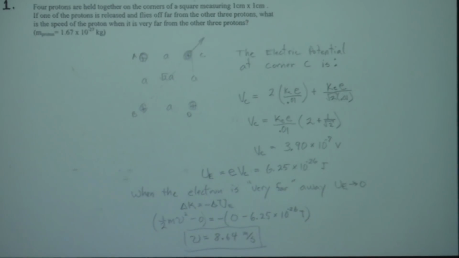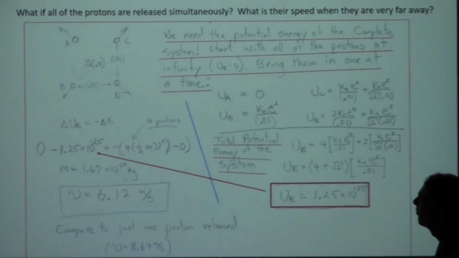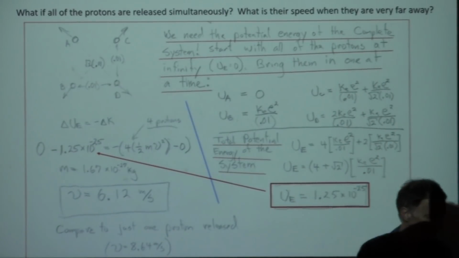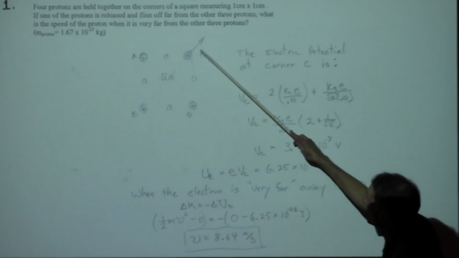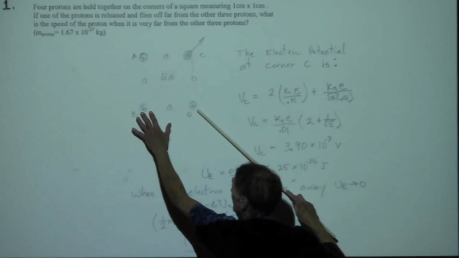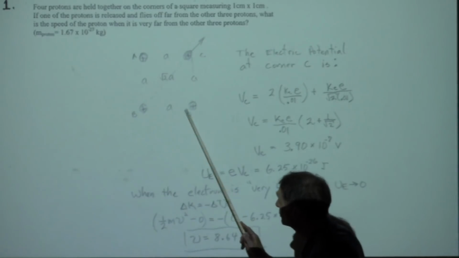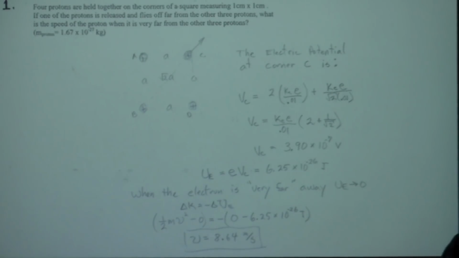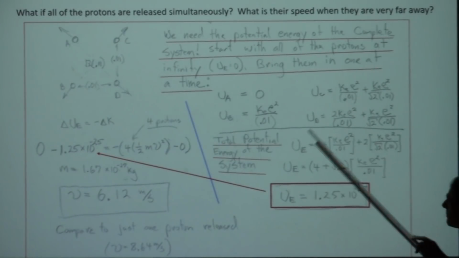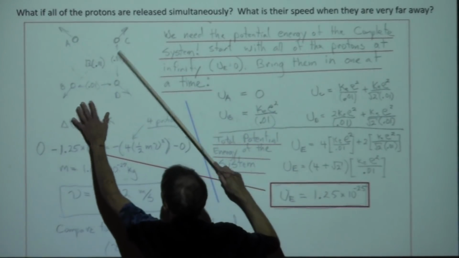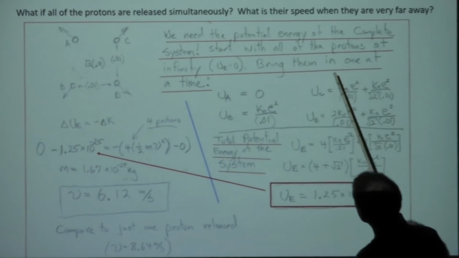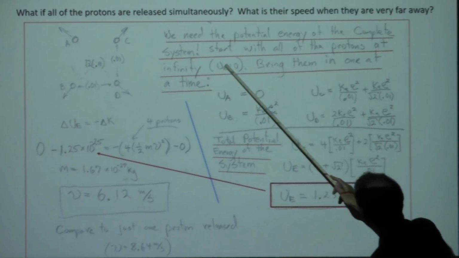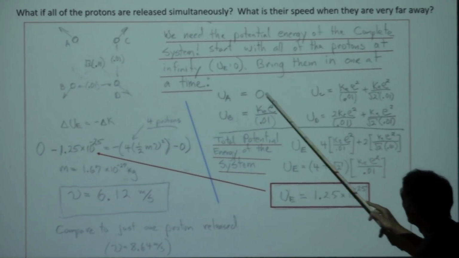A little added twist on that. Say, well, whoa, what if all the protons are released simultaneously? In the previous problem, we just let one fly away. These other ones were kind of like they're glued in place. But they also have some potential energy with them. And so if we say, well, let's say we're going to release all the protons, they're all going to go flying off. It sort of makes sense to all contribute with the sharing of the energy. But what we need is the potential energy of the complete system. And we'll start with all the protons at infinity.